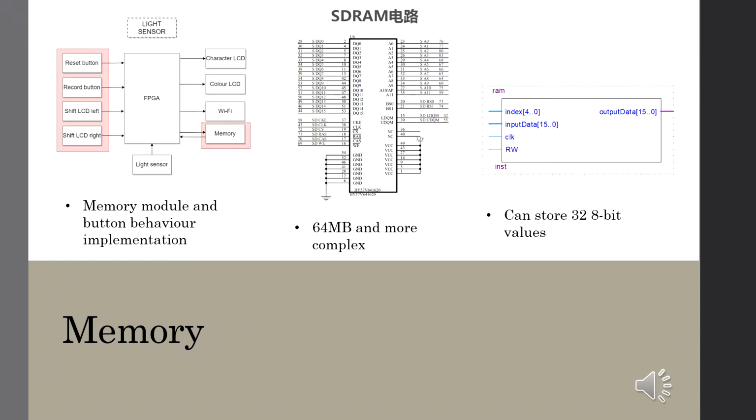After creating the module, I also had to implement the behavior for the record, reset, left shift, and right shift buttons. The record button simply writes the input data into memory. The reset button clears the selected reading, which is chosen using the left and right navigation buttons. Holding down the reset button is also supposed to clear all the readings.